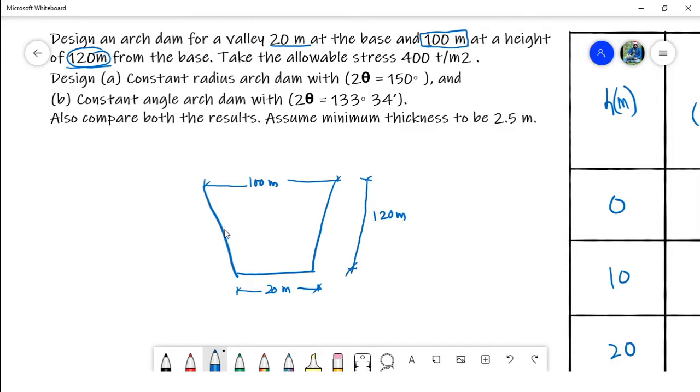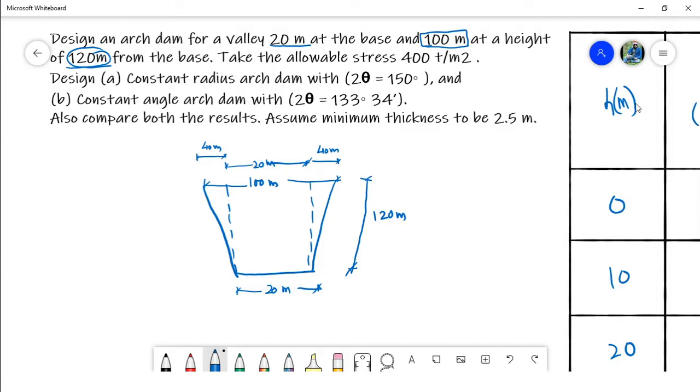Now let us divide this. This is the vertical line dividing the valley. Say here this width will be 20 meter. If this is symmetrical, we can say that this part is 40 meter and this is 40. So this is the valley.